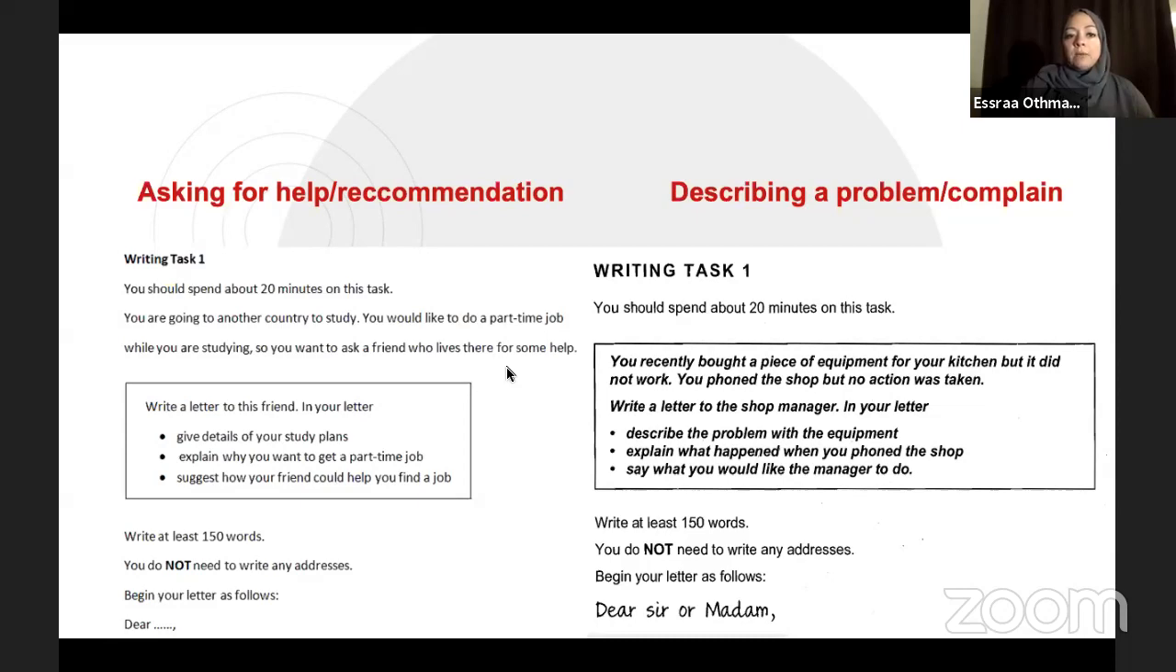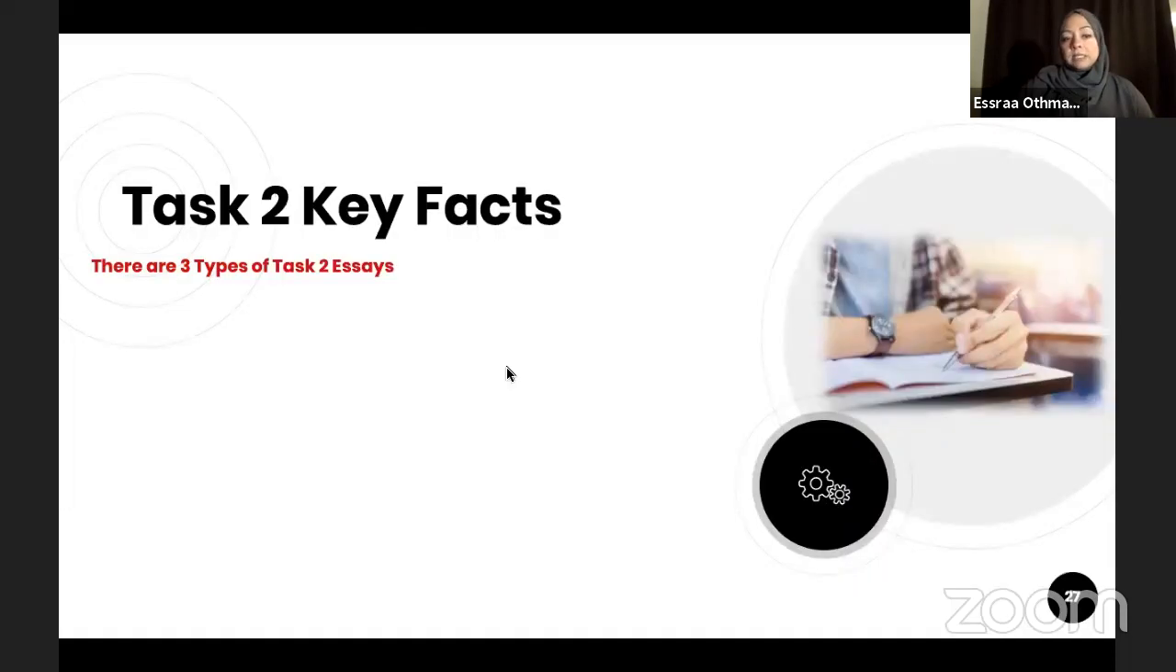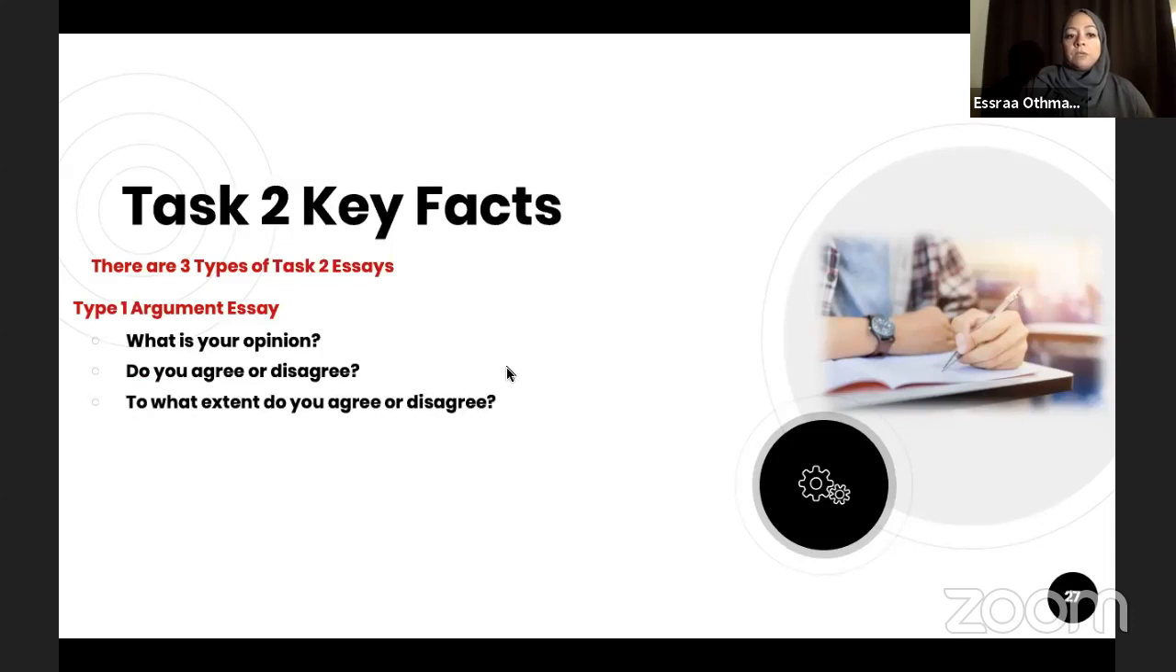Now, when it comes to Task 2, there are 3 types of essays that you can be asked for, but it's going to be only one of them, because we said you have 1 topic for Task 1 and 1 topic for Task 2. You are either going to be asked to write an argumentative essay, by stating your opinion: do you agree or disagree, to what extent do you agree or disagree, to what extent do you think the advantages outweigh the disadvantages. So this is 1 type.